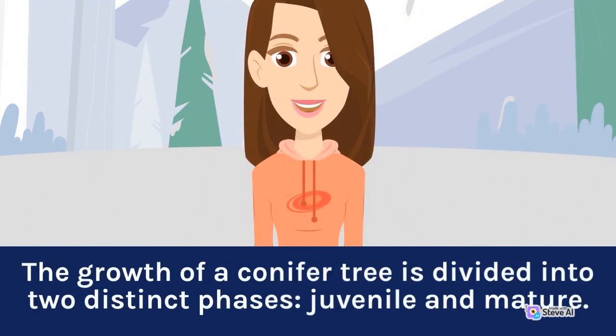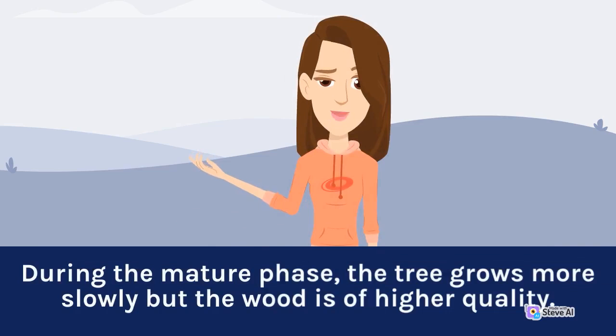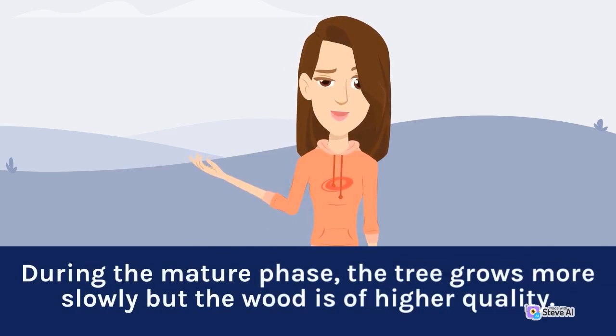The growth of a conifer tree is divided into two distinct phases, juvenile and mature. During the juvenile phase, the tree grows rapidly but the wood is of poor quality. During the mature phase, the tree grows more slowly but the wood is of higher quality.